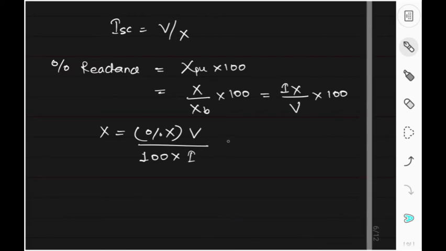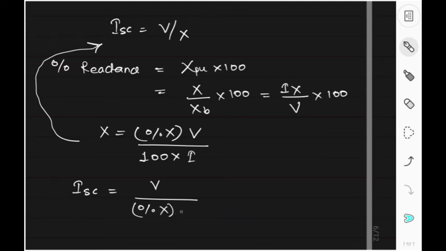Now I will put this value in this equation. So what will we get? We will get short circuit current is equal to V divided by percentage X into V divided by 100 into I. Okay, so this V will get cancelled. Both are the rated value, and you will get 100 I divided by percent X.